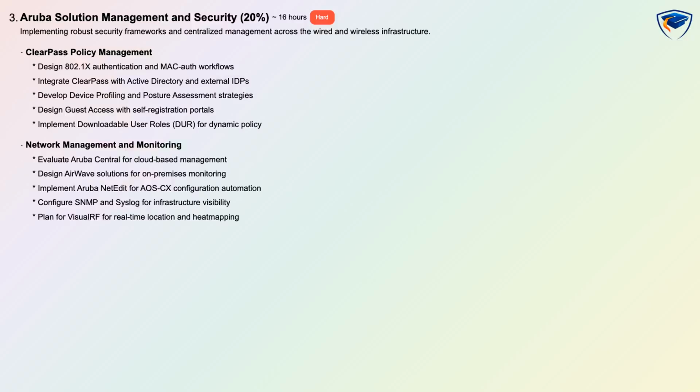The domain also covers network management and monitoring tools such as Aruba Central for cloud management, AirWave for on-prem monitoring, NetEdit for AOS-CX automation, SNMP and syslog configuration for visibility, and Visual RF for real-time heat mapping and location services.